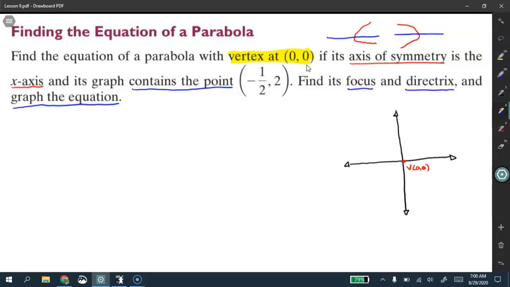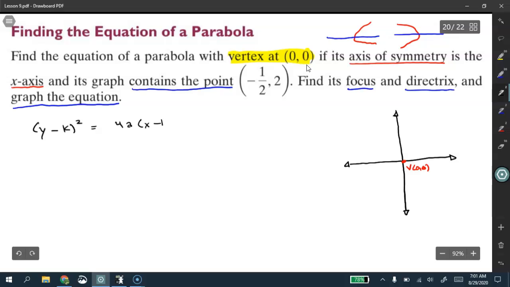So the first thing that we're going to do is write down a format, knowing that this thing opens sideways. So we're going to write down x minus h, whoops, sorry, this is facing towards the sides, so we got to get rid of this really quickly, and write down y minus k squared is equal to 4a times x minus h.